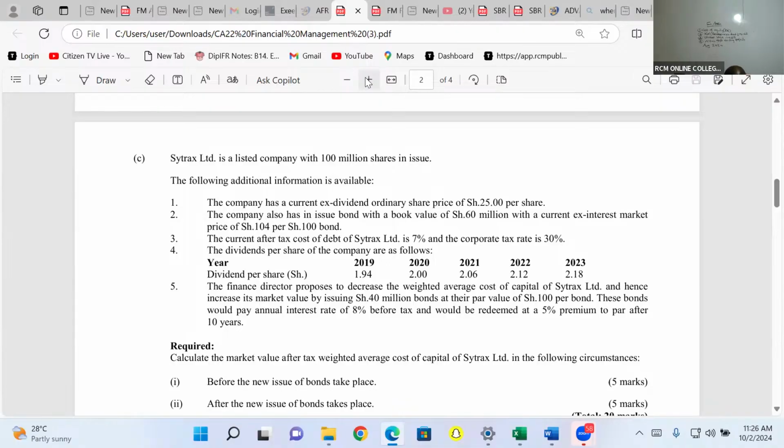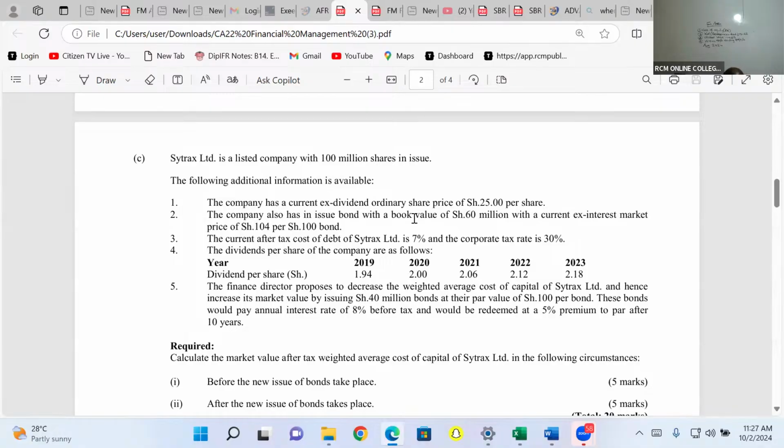Very good for me. Note 2. The company also has in issue bonds with a book value of 60 million with a current ex-interest market price of 104 per 100. The current after-tax cost of debt of Citrus Limited is 7% and the corporation tax rate is 30%. Note 4, the dividends per share of the company are as follows. You can see the years, 2019 to 2023, and the dividends per share there.